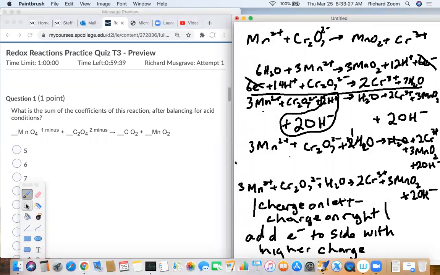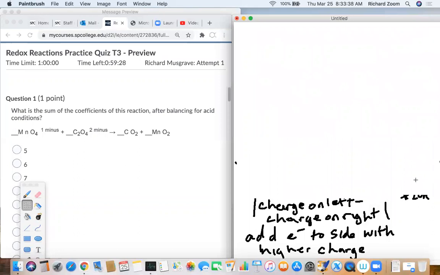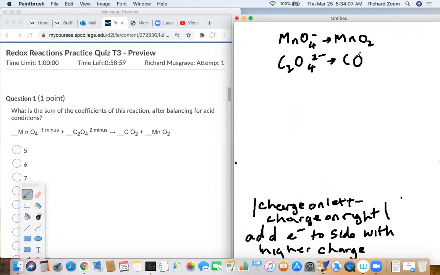All right, let me get rid of some of this. Okay. So let's go through this as an example. So we've got MnO4 minus going to MnO2. And we've got C2O4 2 minus going to CO2. Does anybody have any questions so far? All right. So that's the splitting into half reactions.